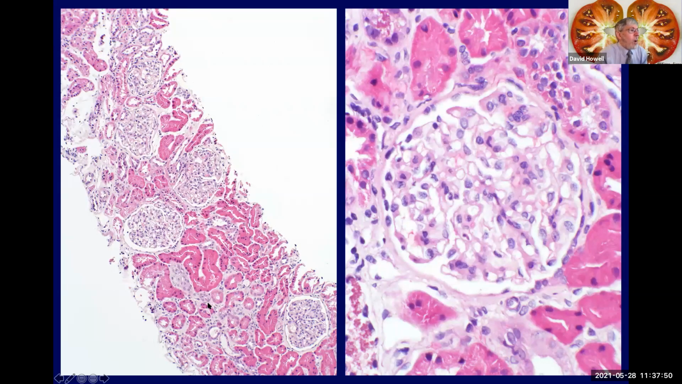This is a low power view on an H&E stain. We see several glomeruli, cortex, maybe a little bit of interstitial fibrosis here, but this is close to normal looking. The glomeruli look fairly well preserved. We look at one at higher magnification here. This is a mesangial area, and it has 5 nuclei. Normal mesangial region should only have 2 or at most 3 nuclei, maybe like that one. So we have mesangial hypercellularity.